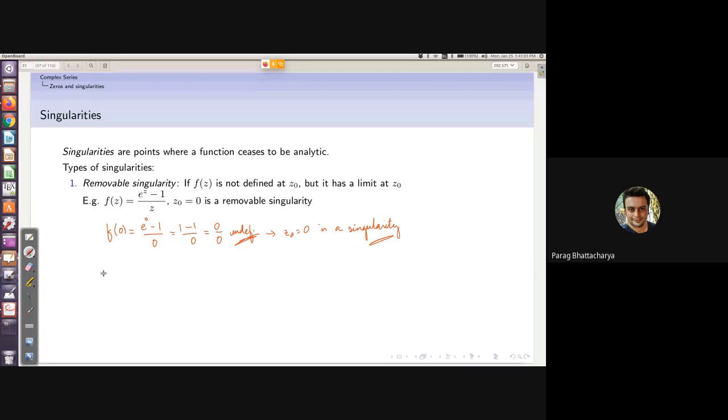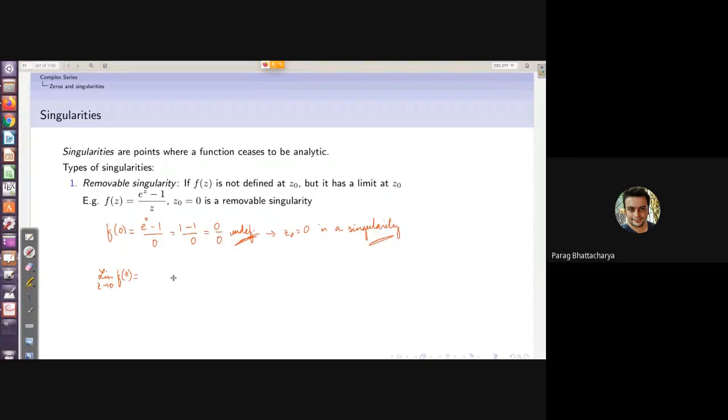Instead of taking the function value, how about I take the limit of the function? There are two ways by which you can approach a value. One is you put the value directly. Another is you tend to that value, so z tends to 0. So what we need to do is take the limit as z tends to 0 of the function e to the power z minus 1 by z. This equals the limit as z tends to 0 of 1 by z times e to the power z minus 1.